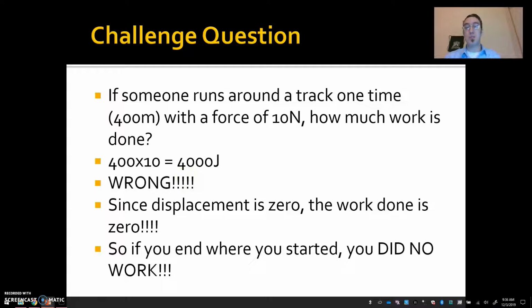This might be counterintuitive because you're thinking, well, I ran around the track. I definitely expended energy to do that. But in terms of what work is defined as, it's force times displacement, not force times distance. So you can do no work but have expended energy.